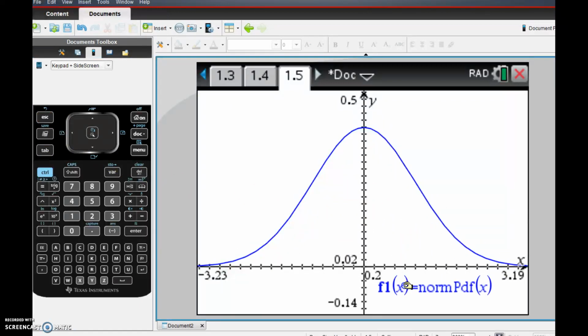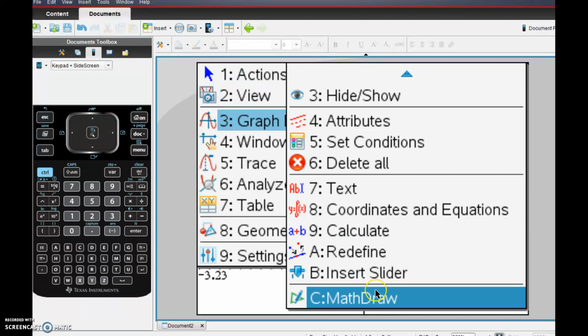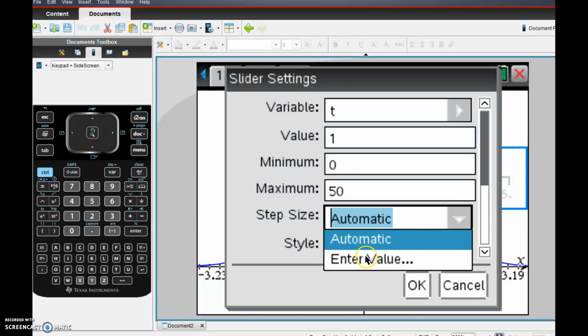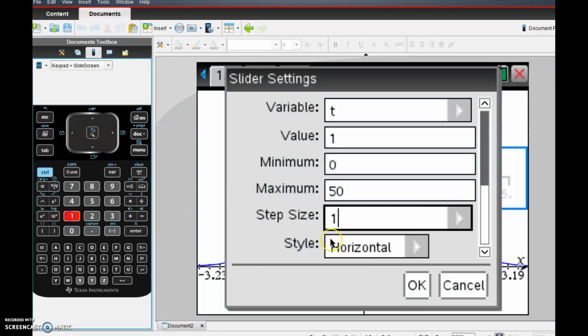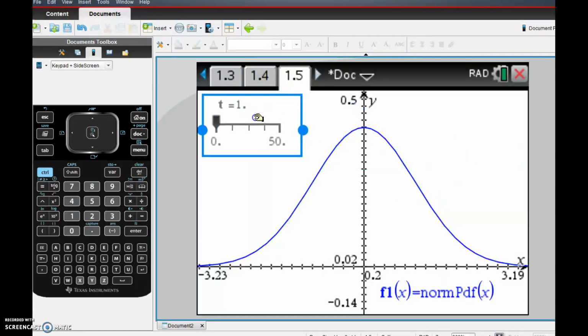So let's graph the t-distribution. Now, the t-distribution has degrees of freedom. So to do that, we're going to want to insert a slider. We'll call it t, so we can change this. We'll go from 0 degrees of freedom to 50, and we'll count by ones. What this little slider will do is take different degrees of freedom.